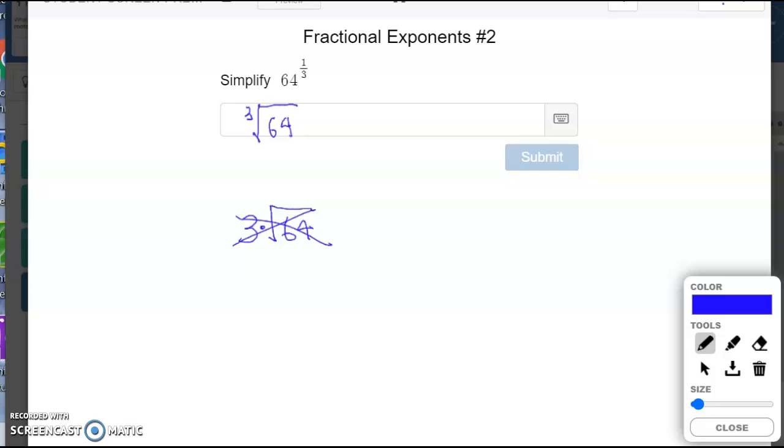Okay, so then what we're looking for is what number multiplied by itself 3 times is 64. That is what it's asking. Well, 4 to the power of 3 is 64. So I know that this is equivalent to 4.